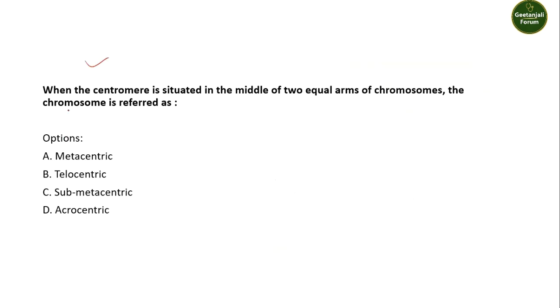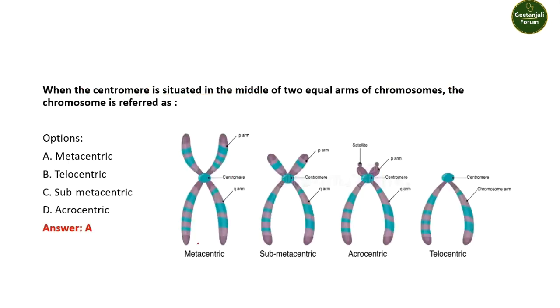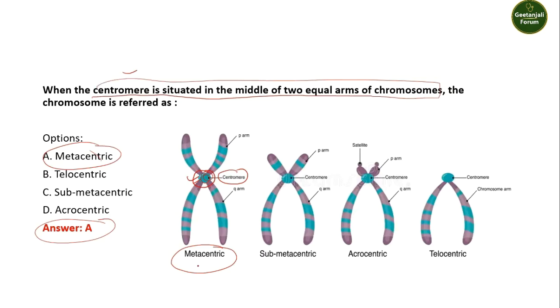Next question is, when the centromere is situated in the middle of two equal arms of chromosomes. I have taught you about centromere, that it is situated in the middle of the chromosome. So when it is situated in the middle of the chromosome, it is known as metacentric. This is the centromere situated in the middle of the chromosome. So answer is A, metacentric. So this has been asked. Centromere is situated in the middle of the two equal arms of chromosomes.